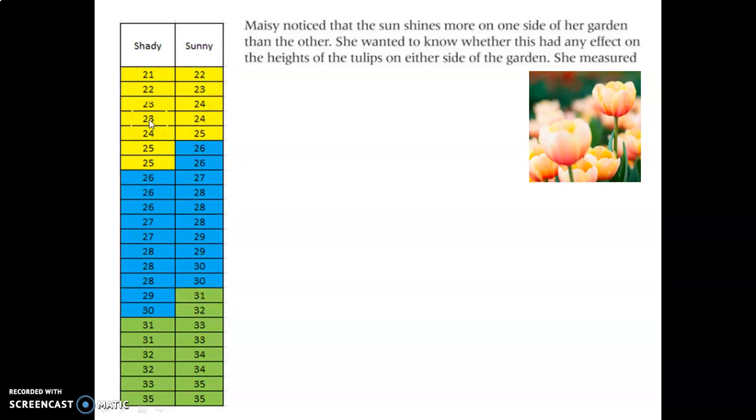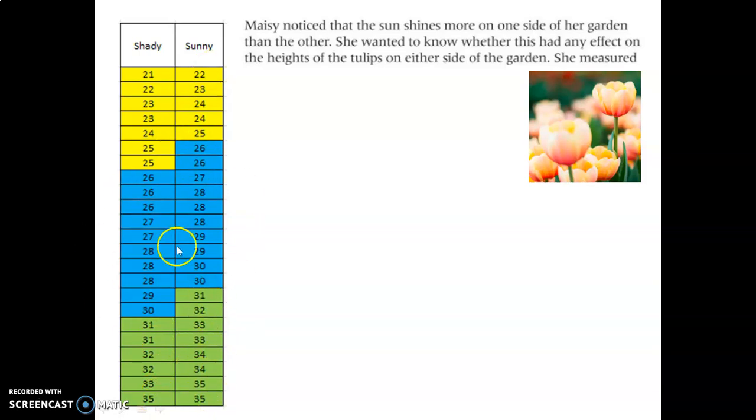And notice I've already color coded these. I made groupings of short, medium, and large. Short tulips are from 21 to 25, and you can see on the sunny side, there's fewer short tulips. Medium tulips are from 26 centimeters to 30 centimeters in height, and we have about the same amount on each side. And tall tulips are from 31 and above, and you can see there's more tall tulips on the sunny side.